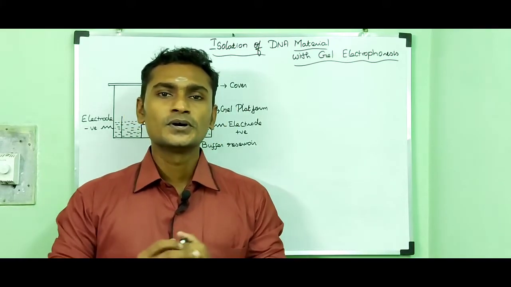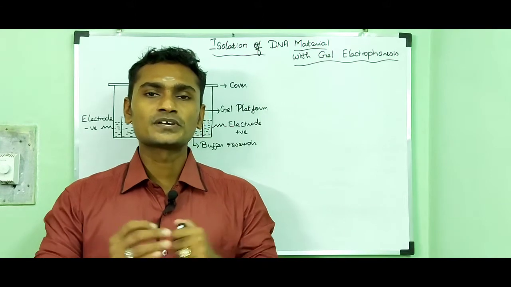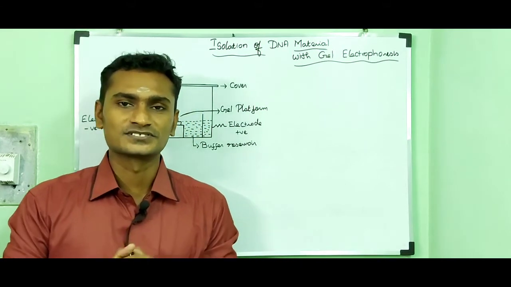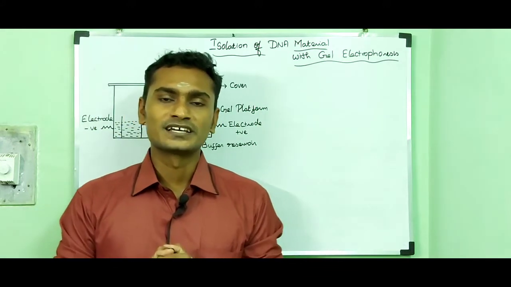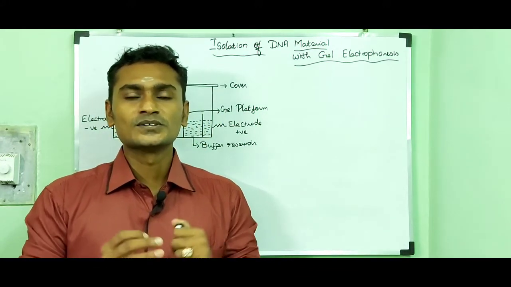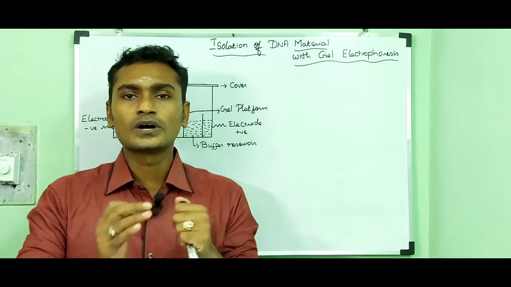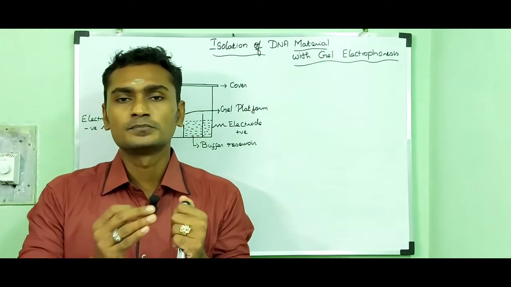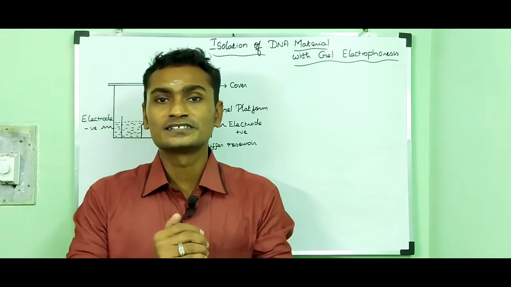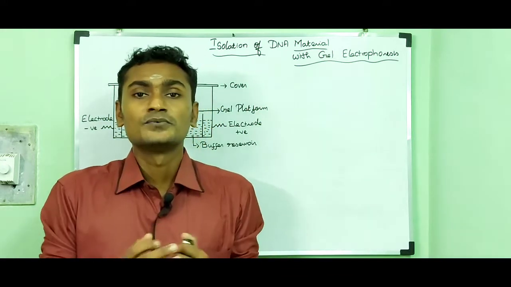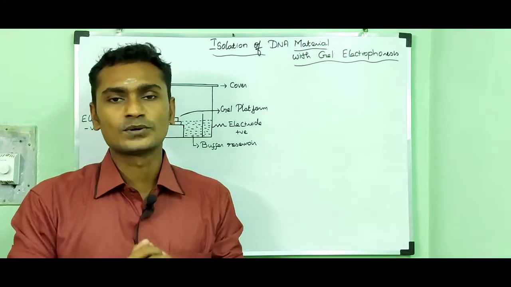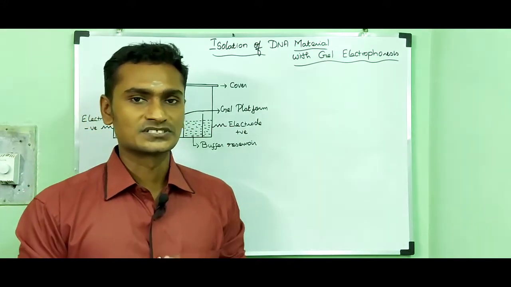In this video, we are going to discuss a topic called isolation of DNA material with the help of gel electrophoresis. What is meant by gel electrophoresis? It is a novel technique used to isolate the DNA molecule or RNA molecule, or even a protein molecule, based on their size when they are subjected to an electric field. That technique is called gel electrophoresis.